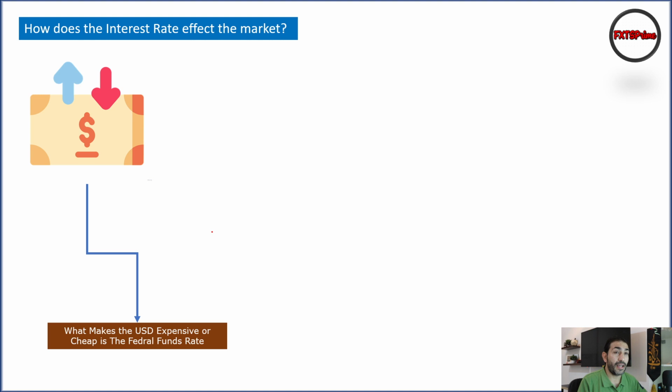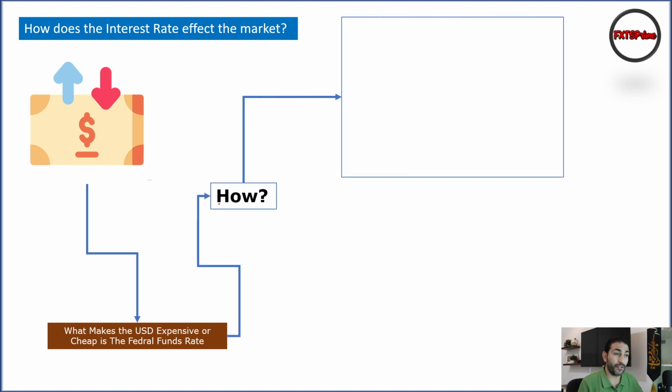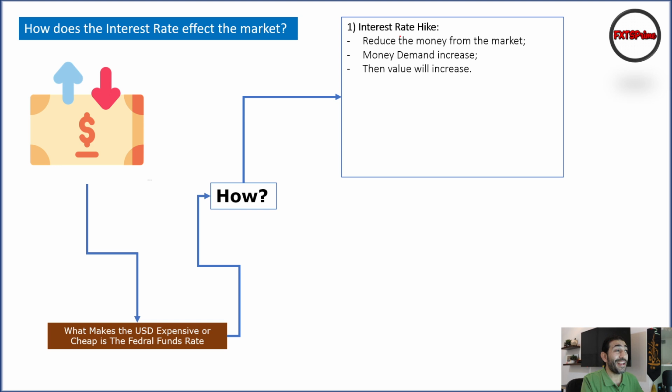Now, in this slide, I'm going to explain to you what makes the US dollar cheap or expensive. So how does the US dollar become cheap or expensive? First of all, we have spoken about the interest rate hikes. When I increase the interest rate, that will give the US dollar more value. When I increase the interest rate, I'm going to reduce the money in the market.